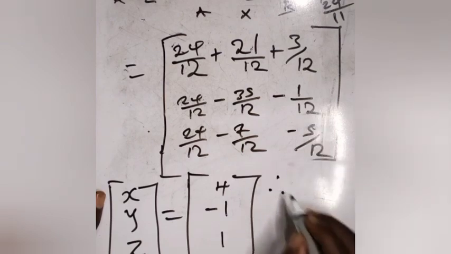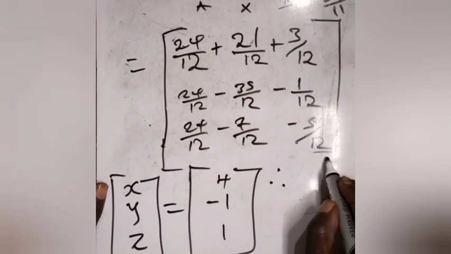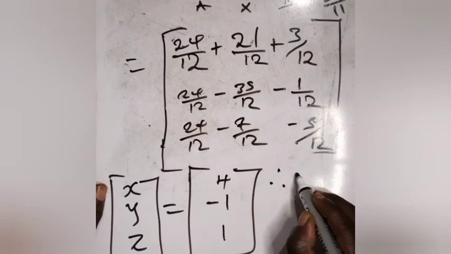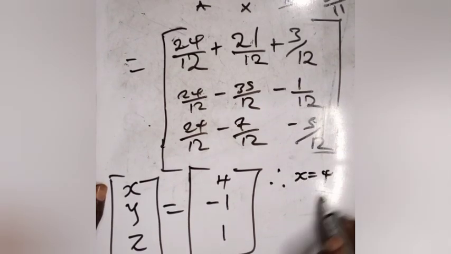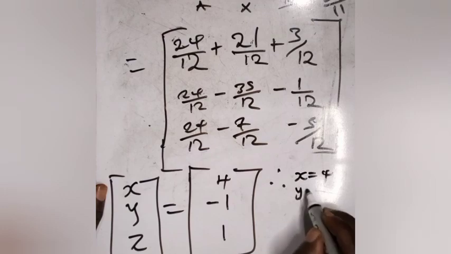So therefore the value of x is equal to 4. The value of y is minus 1. The value of z is 1.